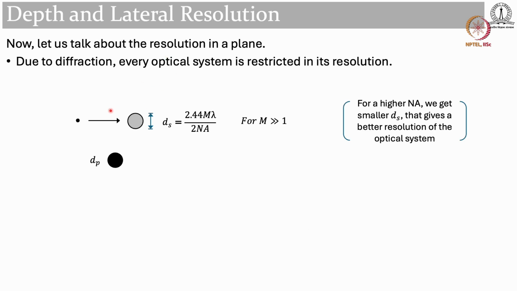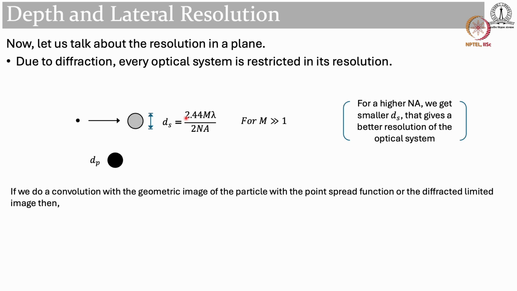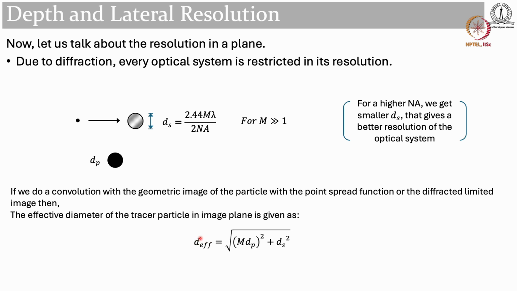Now, as we saw, we can change the numerical aperture to change the ds to get better optical resolution of the system. Now if we do a convolution of the geometric image of the particle with the point spread function ds, or the diffraction limited image, which is the spot size image, we can get the effective diameter of the tracer particle in the image plane, which is given by this formula.